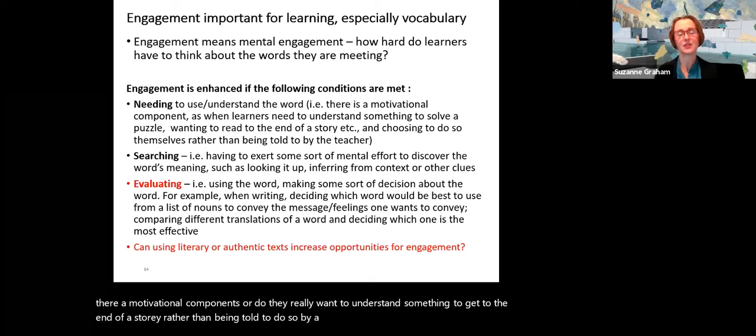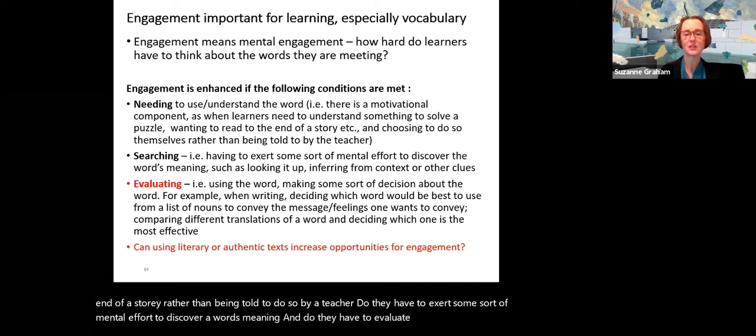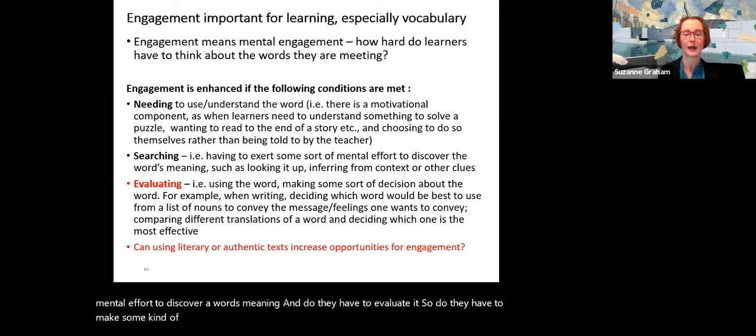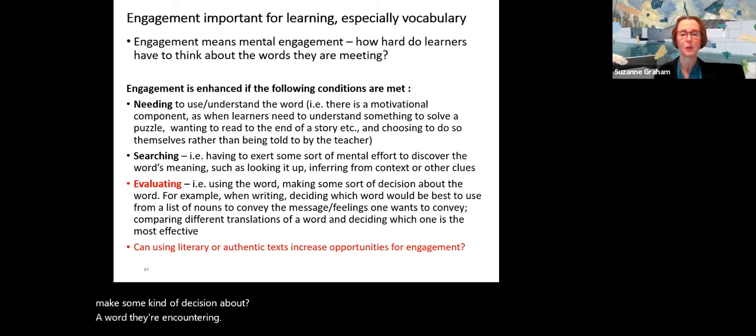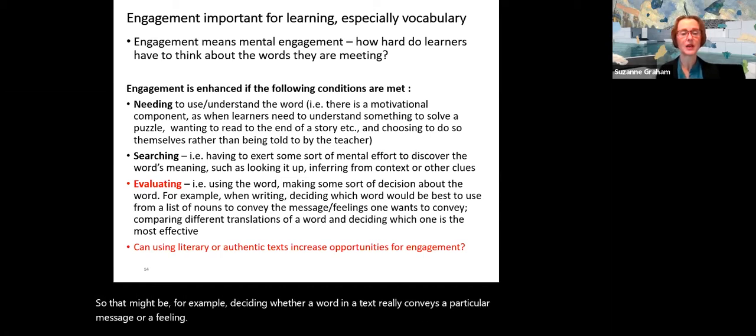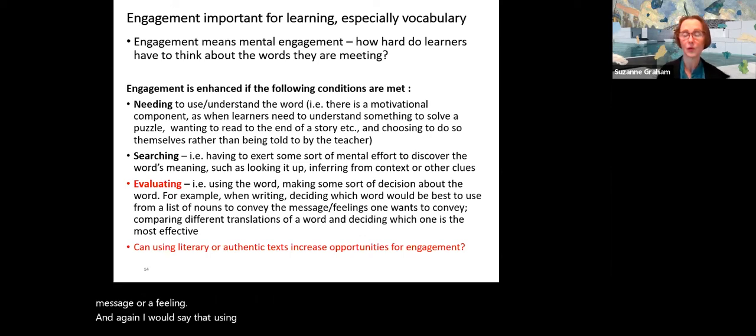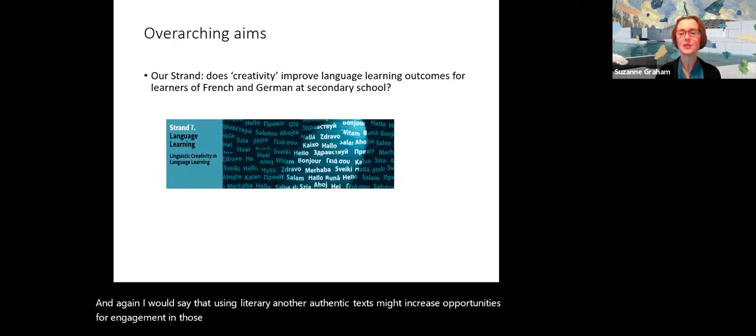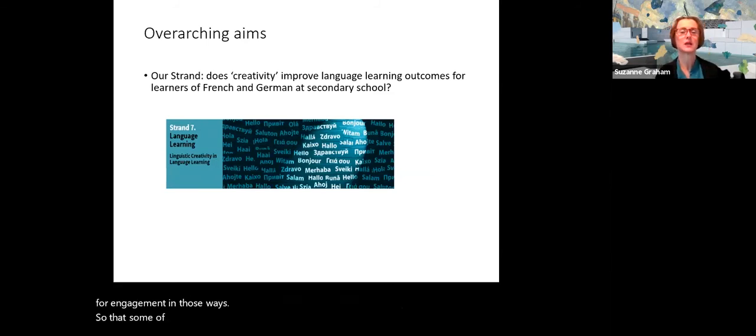Do they have to exert some sort of mental effort to discover a word's meaning? And do they have to evaluate it? So do they have to make some kind of decision about a word they're encountering? That might be, for example, deciding whether a word in a text really conveys a particular message or a feeling. And again, I would say that using literary and other authentic texts might increase opportunities for engagement in those ways. So that's some of the background to our study.